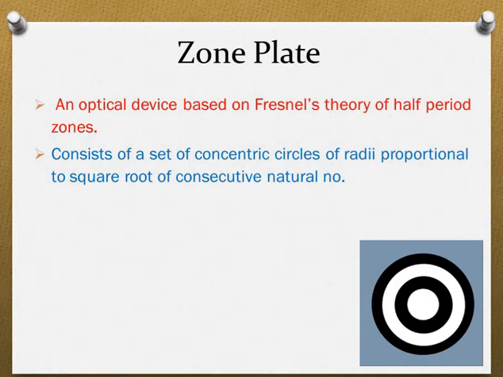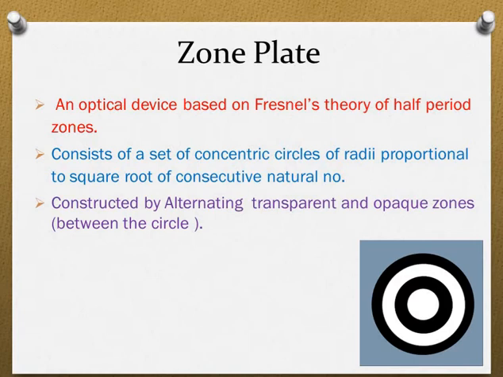And the alternate zones between two circles are transparent and opaque. Like this is a transparent zone, then an opaque zone, then a transparent zone, then an opaque zone, and so on. So it will go on like this. And this device is used to focus light or any wave-like property at a particular point.